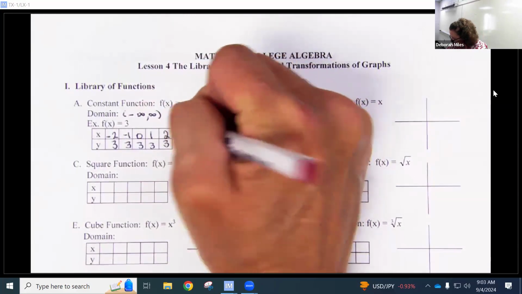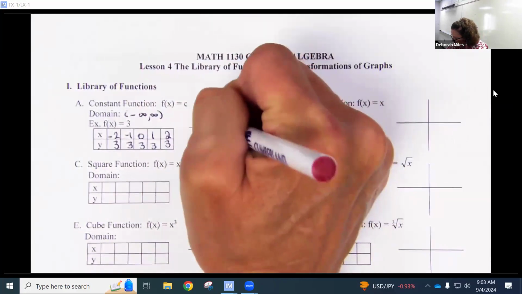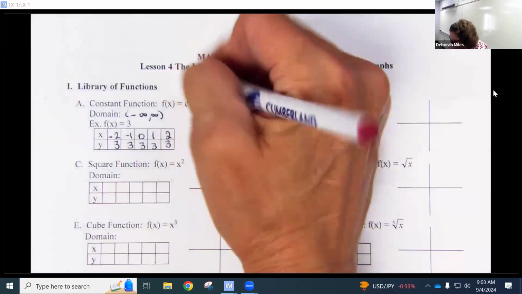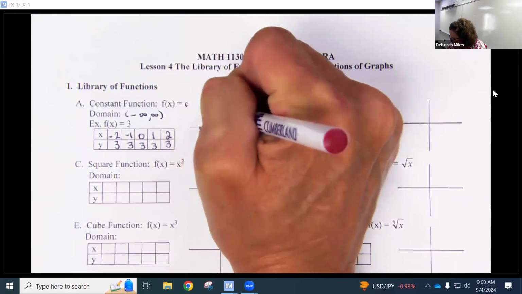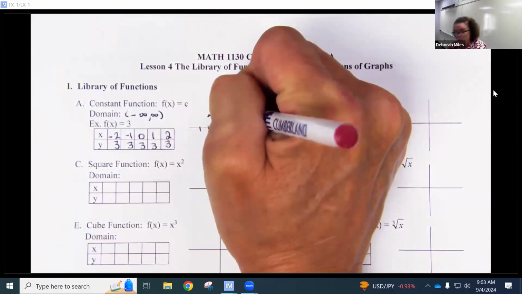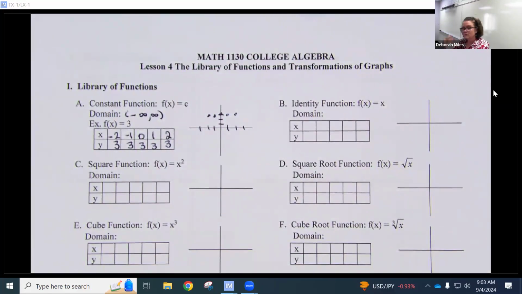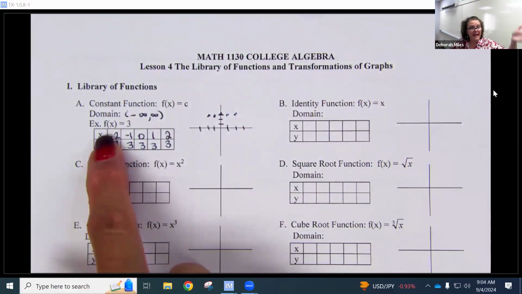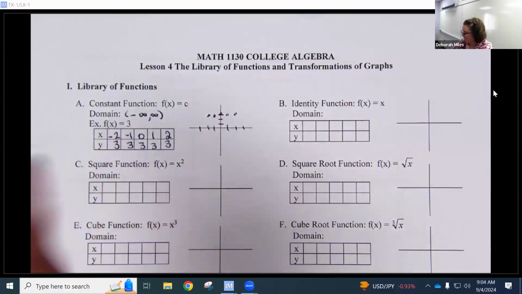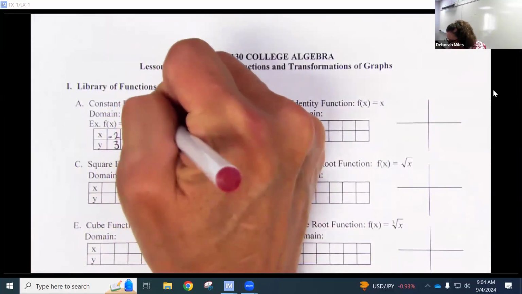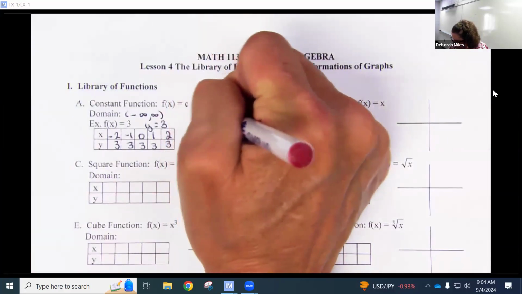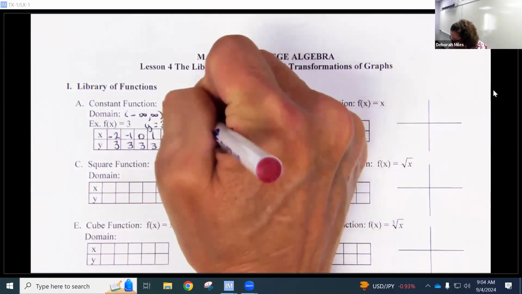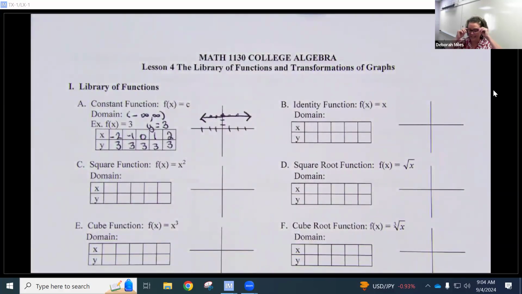And to graph that, I'm going to just graph those ordered pairs. Negative 2, 3; negative 1, 3; 0, 3; 1, 3; 2, 3. And then I remember, oh yeah, the graph of f of x equals a constant, which is the same as y equals 3, is a horizontal line. If you don't remember that from Algebra 1, we'll be revisiting it soon.